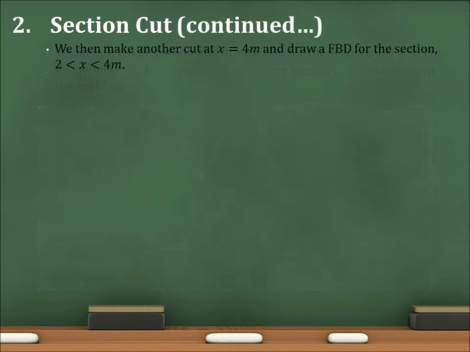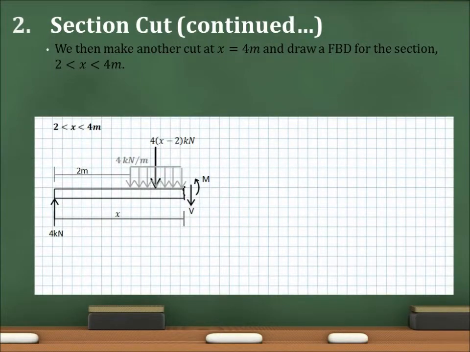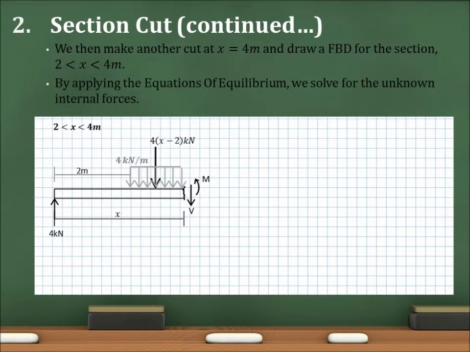Moving along the beam, we make another cut at x equals 4 meters. In this section, we have a distributed loading with an intensity of 4 kilonewtons per meter. Therefore, we have to replace it by a concentrated loading first. The magnitude of this concentrated force is the length of the distributed loading across the beam times its intensity, which is 4 times (x minus 2), and it is located at the central location of the distributed load, which is half of (x minus 2). And now we can apply the equilibrium equations and solve for V and M.